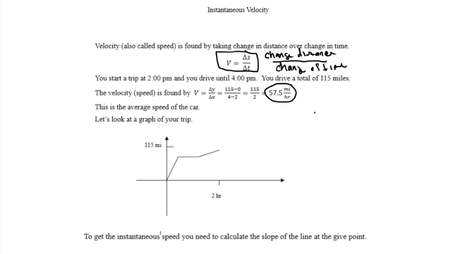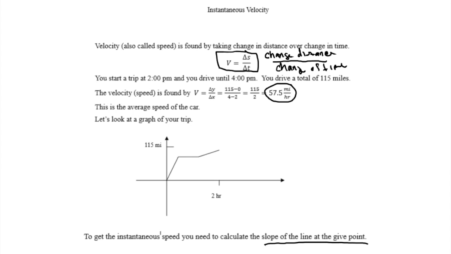Now we're going to talk about something called instantaneous speed. In order to determine the instantaneous speed, you need to calculate the slope of the line at a given point. Please underline slope of a line at a given point. For the past few weeks, you've been learning how to figure out the derivative, which is exactly that, finding the slope at a certain point.